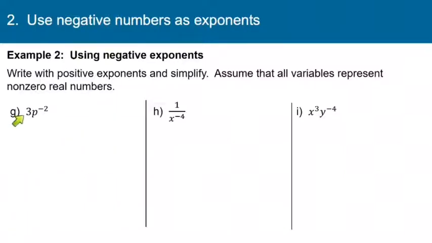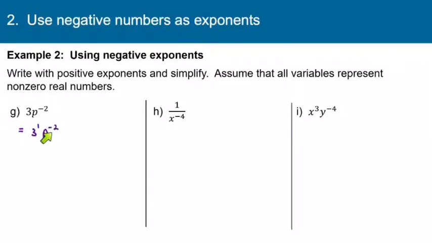So here we have 3 times p to the negative 2. Now you have to ask yourself, what is the base of this negative 2 exponent? Well, the base of this negative 2 exponent is just p. The 3 is not part of the base. In fact, the 3 has its own exponent. So we could think of this as 3 to the first times p to the negative second.